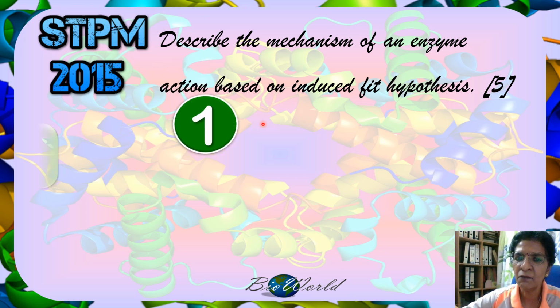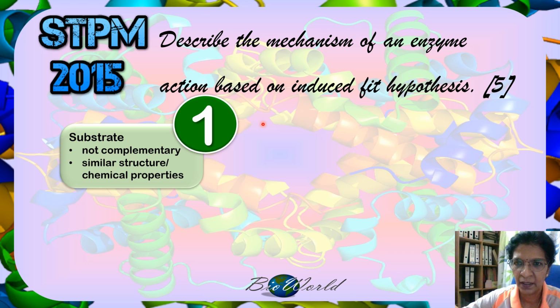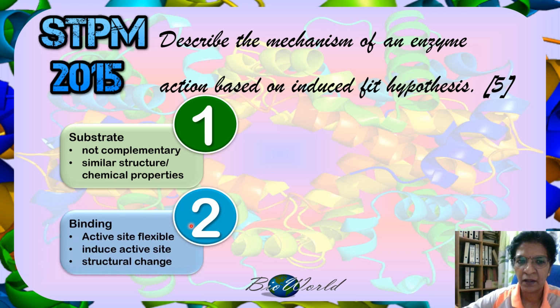Firstly, we should talk about the substrate. In the induced fit hypothesis, the substrate is not complementary to the structure of the active site. However, different types of substrates with similar structure or chemical properties will be able to bind to the active site of the enzyme. Second point will be about the active site. When the substrate binds to the active site, since the active site is flexible, the binding will induce the active site to have a structural change.